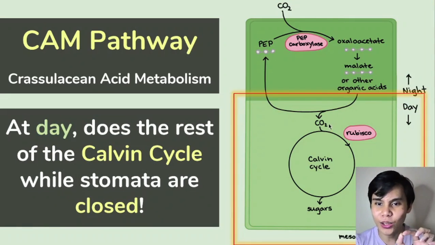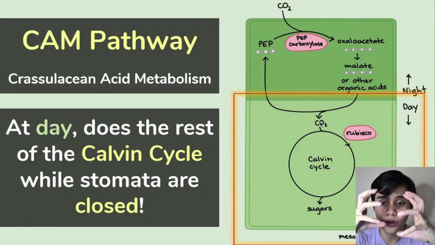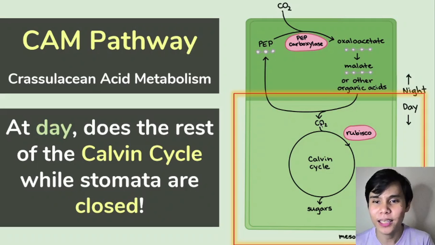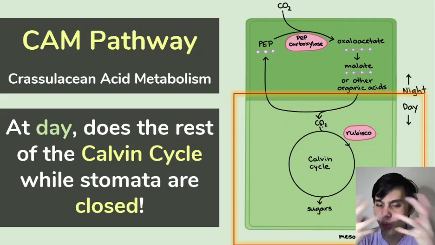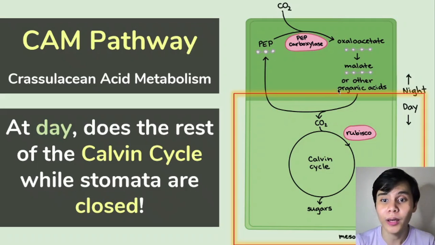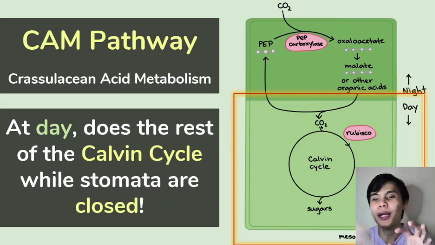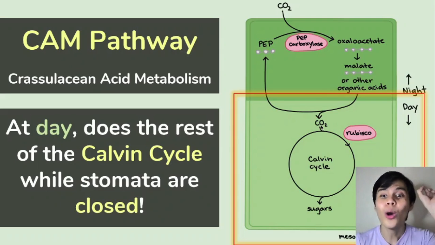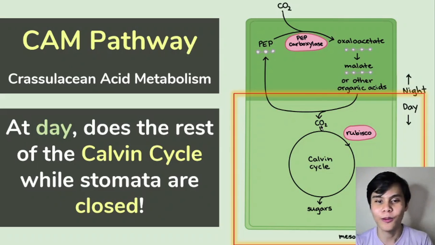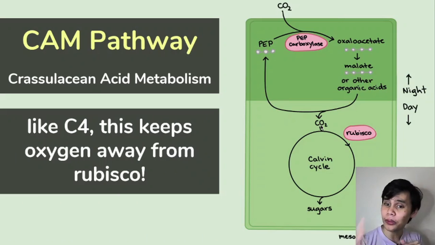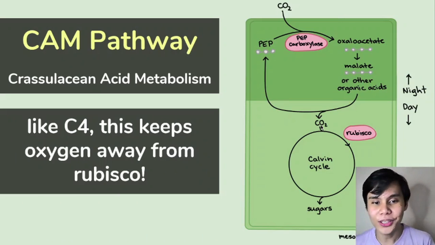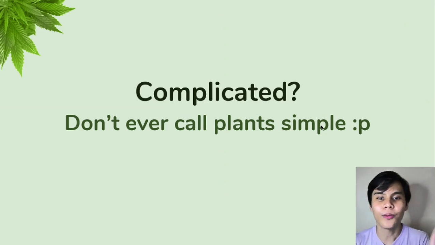During the day, it does the rest of the Calvin cycle with the stomata closed. They're closed, so you can't get more carbon dioxide, but your carbon dioxide has been fixed and stored like a storage bin in your C4 compound during the night. So during the day, it's like just chipping away at what it stored overnight. It doesn't need the stomata to be open, so there's no water coming out of those pores. Very efficient. Like C4, it also keeps oxygen away from the business. So, double function: it keeps oxygen away and it keeps water inside the desert plant. So that's the CAM pathway.